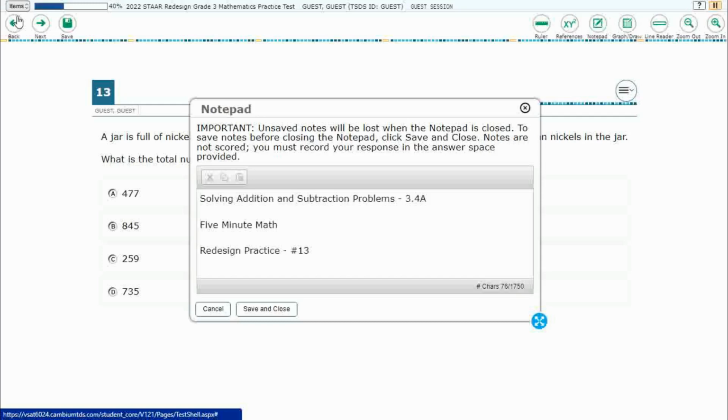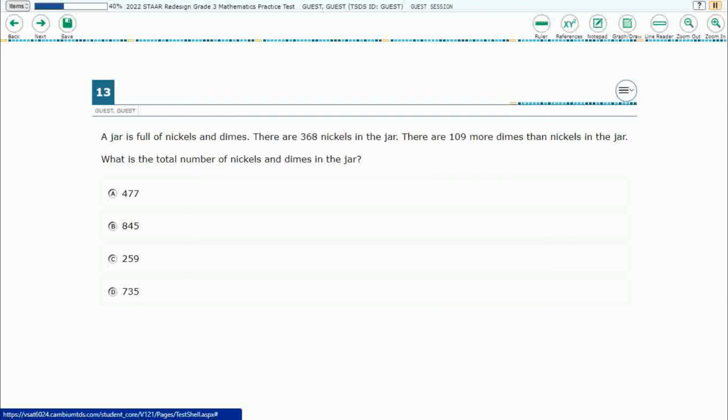Hello and welcome to 5-Minute Math. Today we are looking at the third grade concept of solving addition and subtraction problems. This is standard 3.4a in the great state of Texas, and we are using item number 13 off the Redesign Practice Online STAAR test. If you haven't done so already, please go ahead and take a moment to pause the video, work this problem out on your own, unpause it, and we will look at our answers together.